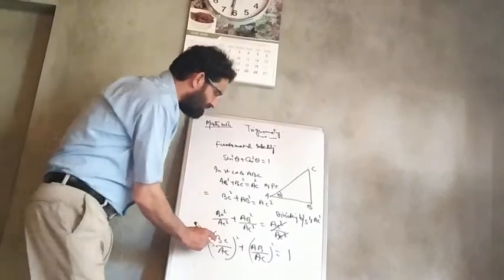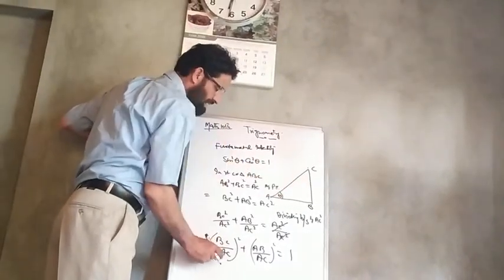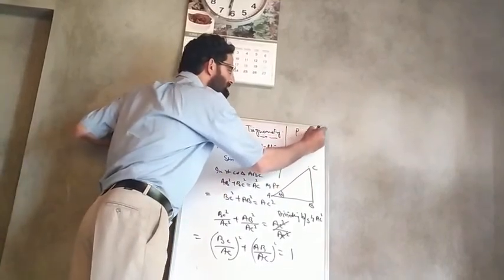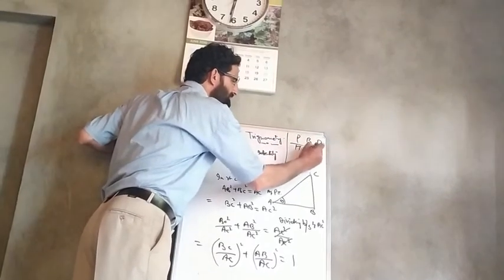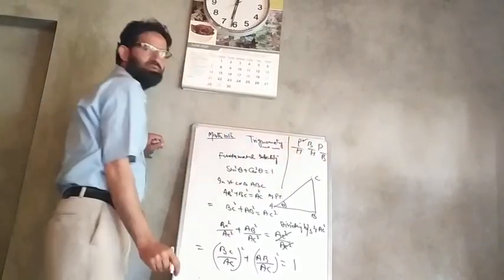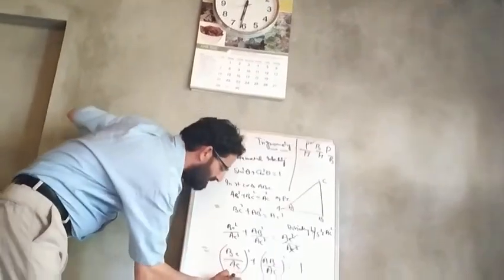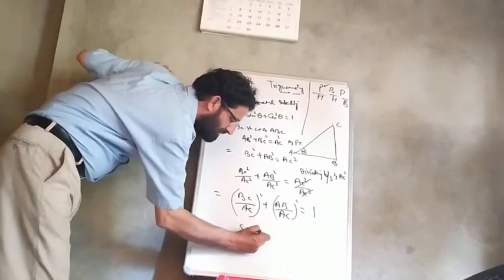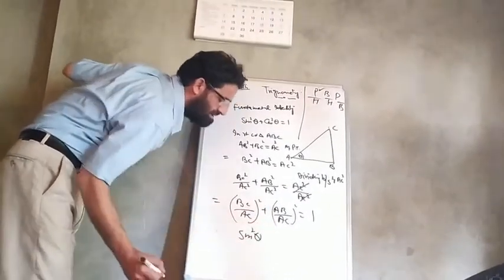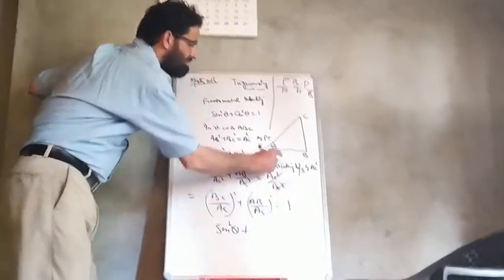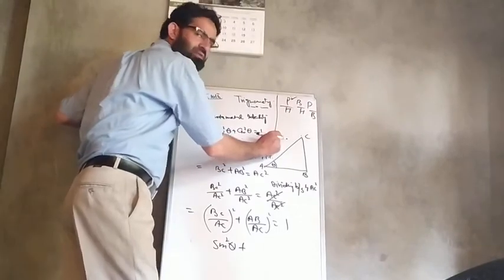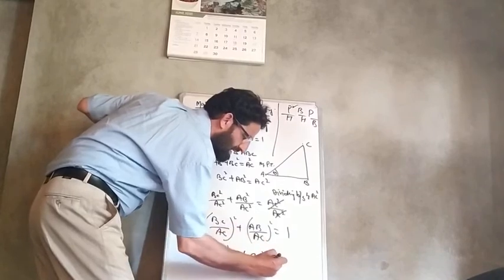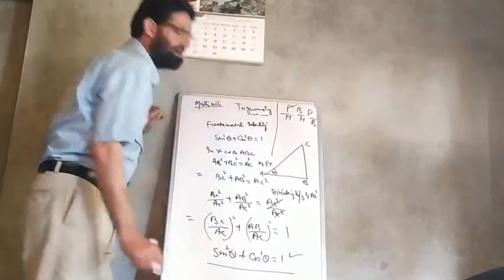Now what is BC? BC is perpendicular, and AC is hypotenuse. Perpendicular divided by hypotenuse is sin theta, and here it is square, so it is sin square theta, plus AB is base divided by hypotenuse, this is cos theta, and we can write this as cos square theta because the square is here, is equivalent to 1. This is called a fundamental identity.